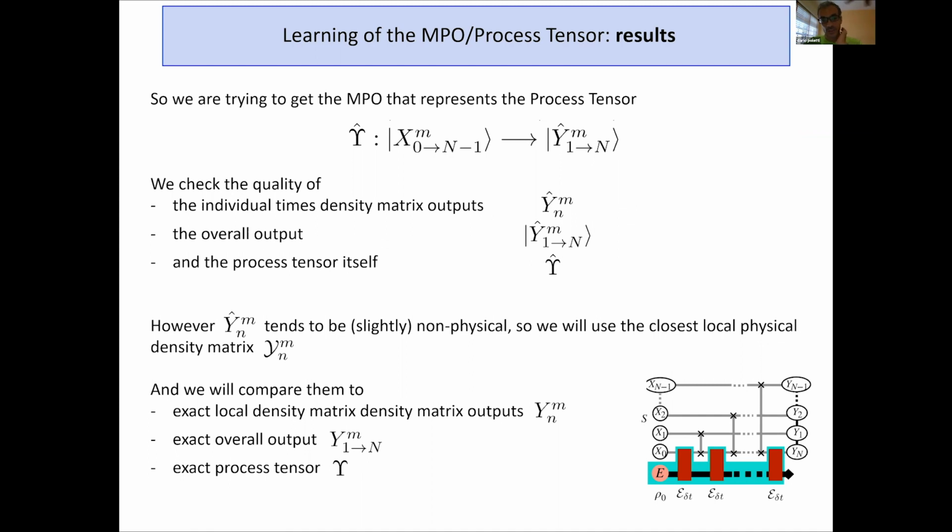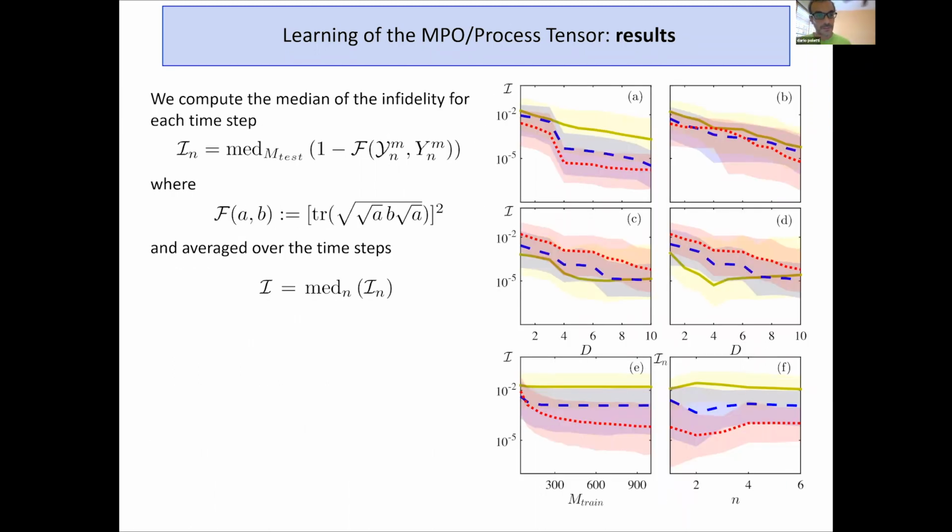Okay, so I hope it's clear what we are measuring and what we are trying to estimate. We're trying to estimate the output, local density matrices, the overall output of the density matrix, and we are trying to also measure whether we're learning the process tensor itself well enough. Okay, so let's continue. And how do we measure whether we're doing a good job or not? We look at the infidelity, which is just 1 minus the fidelity.